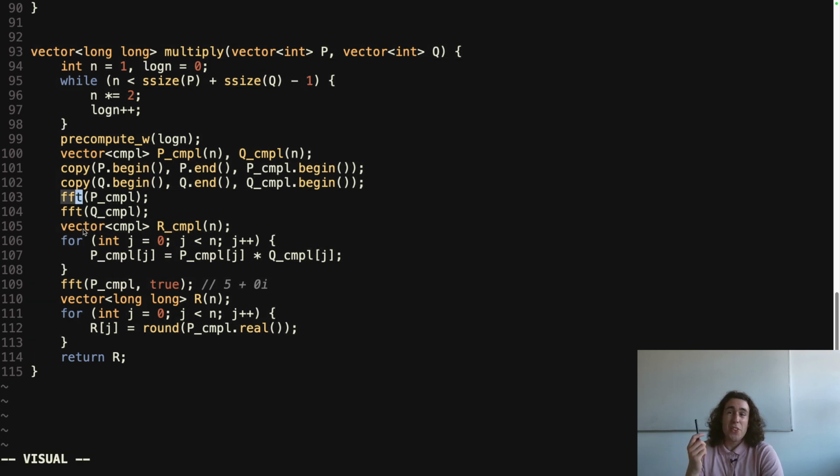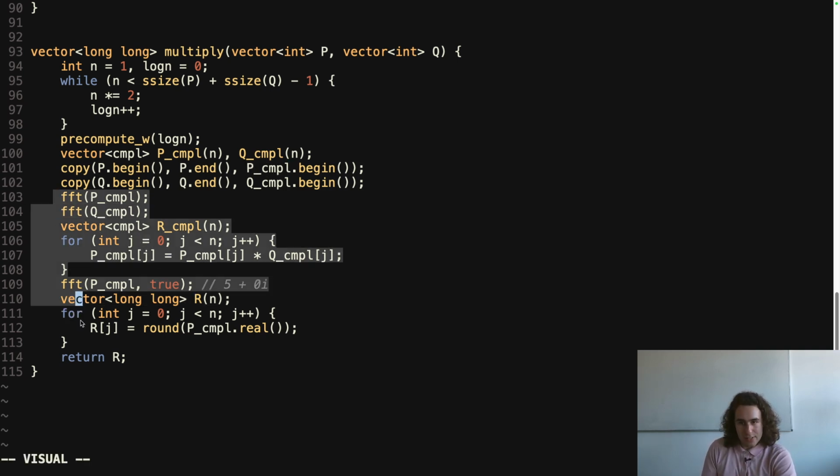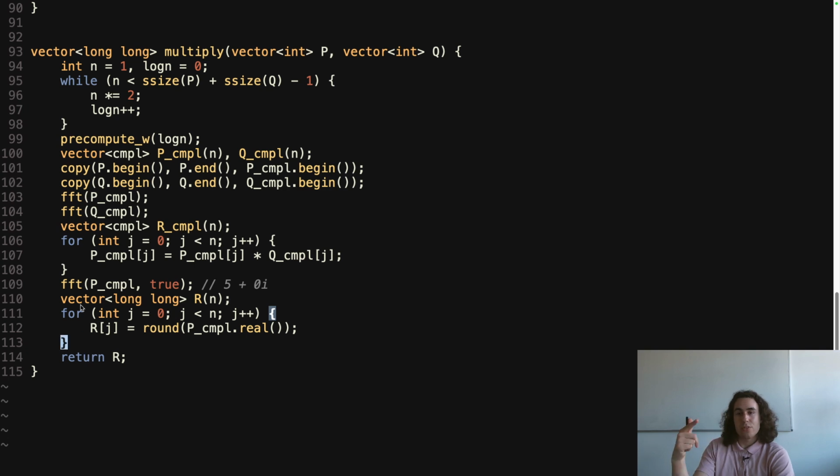In this function, we have 3 calls of FFT, and I want to say that that's too many. Specifically, I want to talk about these two, because both of these polynomials that we have, P complex and Q complex, are technically complex numbers, but there's nothing that we store in the imaginary part. So we're kind of wasting space. And I want to say that you can do the same thing, multiply two polynomials, not using 3 FFT calls, but only 2 FFT calls.